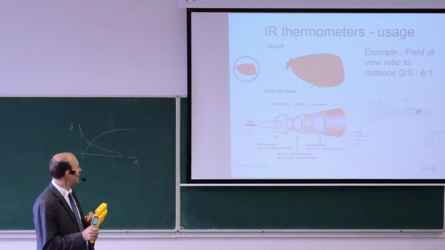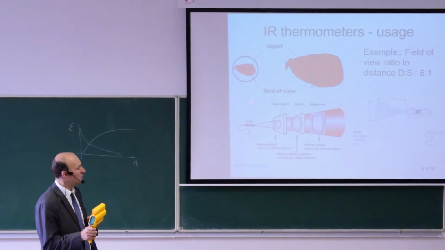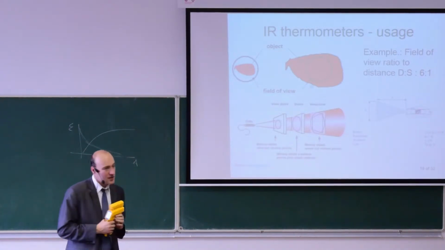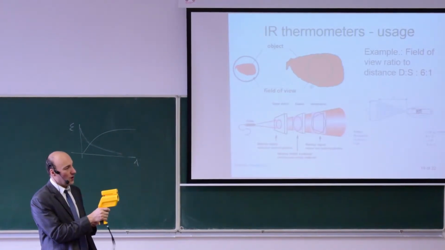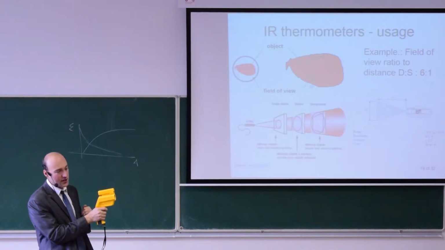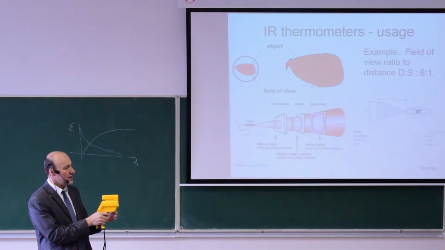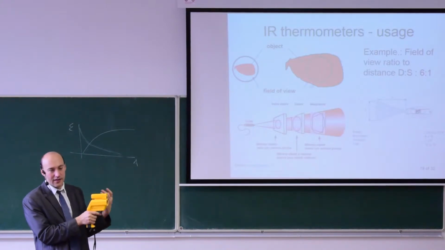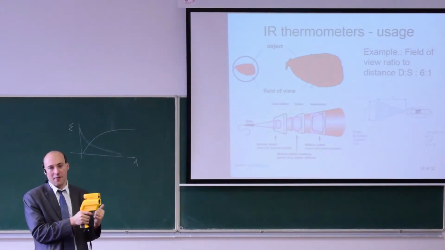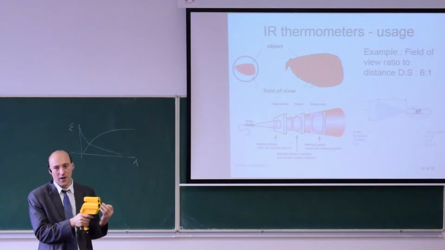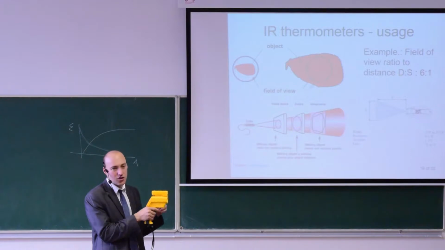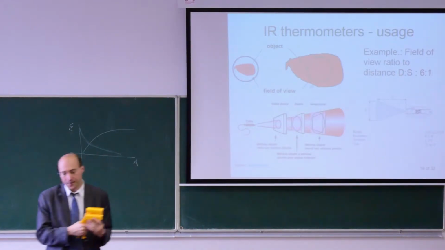What you need to consider is that the field of view needs to be completely covered with the object. So, for example, if I measure on the wall, then that's fine. I read 22 centigrade. But if I do this here, I measure part of the wall plus part of the plastic cover, and they definitely will not have the same emissivity. So I'm measuring something between the temperature of the plastic cover and the temperature of the background, which is the wall.